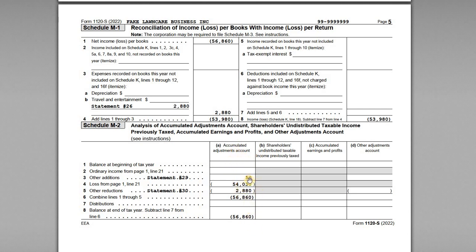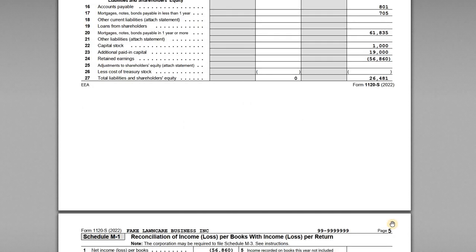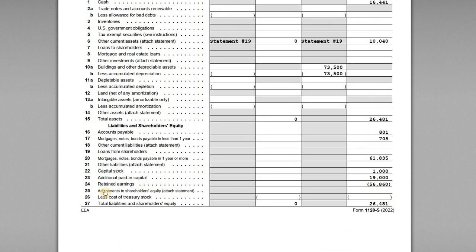So the additions to income are the investment income. That's the dividends and interest. So those are positive amounts. We have our loss, our 54,030. That's our taxable loss from page 1. We also have to reduce our AAA account by any non-deductible items. So there's the 2,880. And then our net balance, 56,860, is more or less our retained earnings for the year. And so that's what we see up here under the retained earnings line 24, negative $56,860.